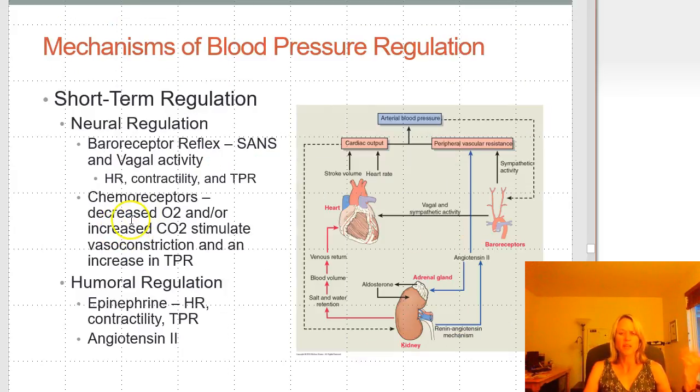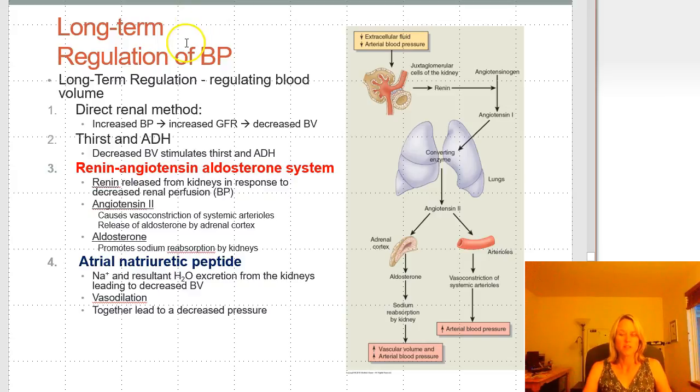We also have some other chemoreceptors that sense hypoxia, or decreased O2, or increased CO2, and this can stimulate vasoconstriction and an increase in total peripheral resistance. We also have hormonal regulation by epinephrine, which would increase heart rate, contractility, and total peripheral resistance, as well as angiotensin II. On the long-term regulation, we'll see that blood pressure is regulated by the kidneys through primarily the renin-angiotensin-aldosterone system. So let's look at that.